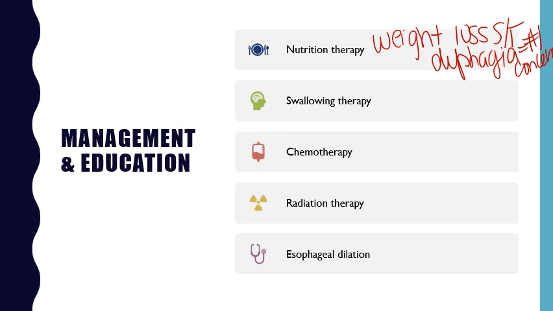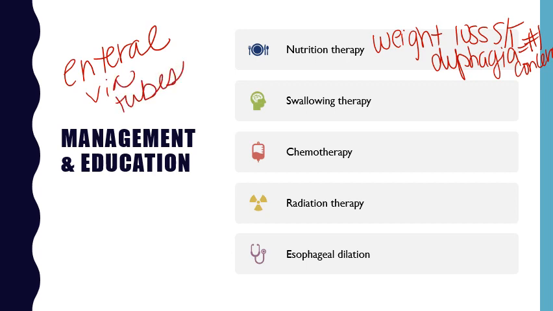We might even see patients that start to have enteral feedings through feeding tubes. Probably not an OG at this point. It would probably be surgically put into the body, like a PEG tube or a Mickey button tube. We want to have a speech language pathologist, or an SLP, perform swallowing therapy and do swallow tests, to make sure they're not going to choke on things.